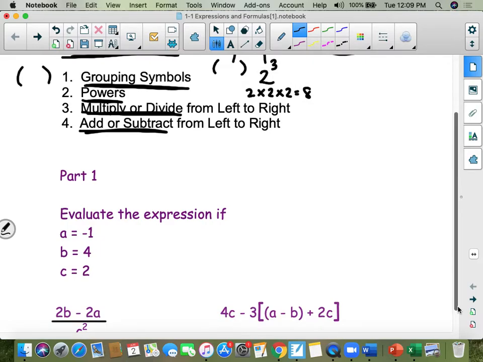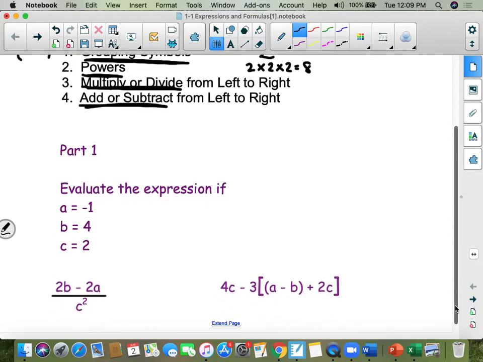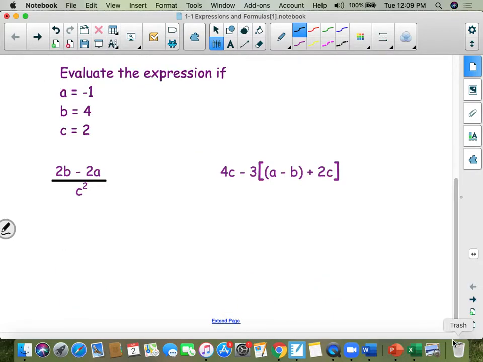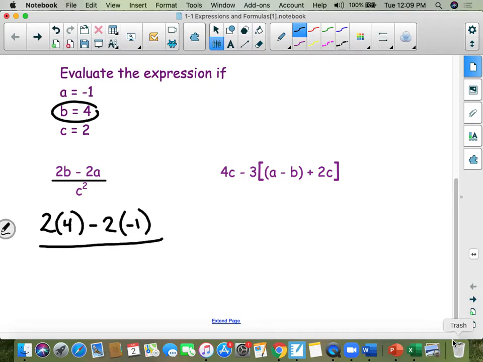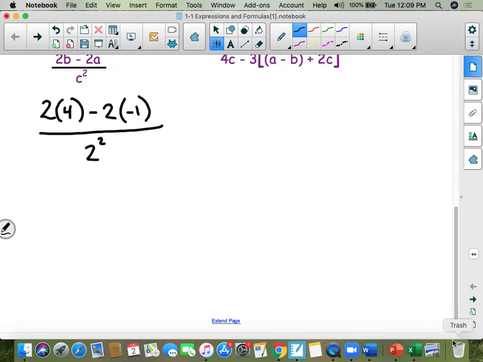Part 1, you want to evaluate the expression, if A stands for -1, B stands for 4, and C is equal to 2. So for these 2 problems, and this is basically all you're going to be doing for today, you're going to substitute. You're going to write 2 down, but you're going to replace the B with what the B stands for. The B stands for 4. Minus 2. You're going to replace what the A stands for, -1, divided by what the C stands for, 2 squared. I'm going to show my work.